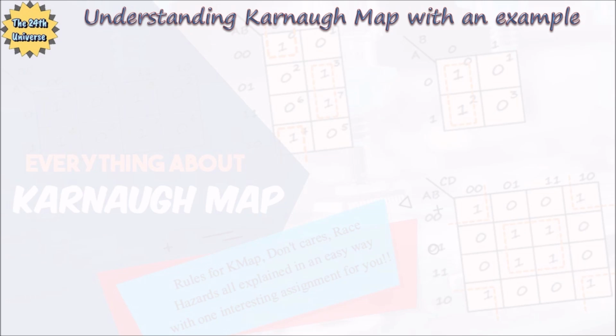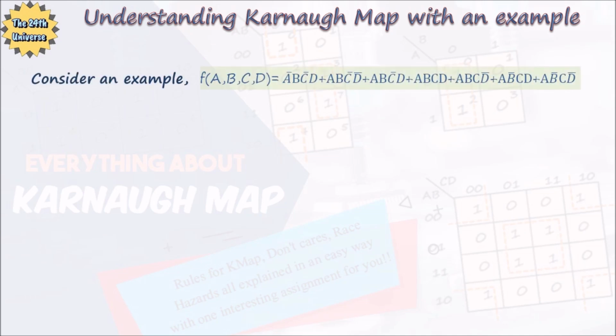The best way to understand how a Karnaugh map works is to see it in action, and it all begins with a Boolean function. Consider an example, a Boolean function with 4 input variables a, b, c and d. F of a, b, c, d is equal to a bar b c bar d plus a b c bar d bar plus a b c bar d plus a b c d plus a b c d bar plus a b bar c d plus a b bar c d bar.